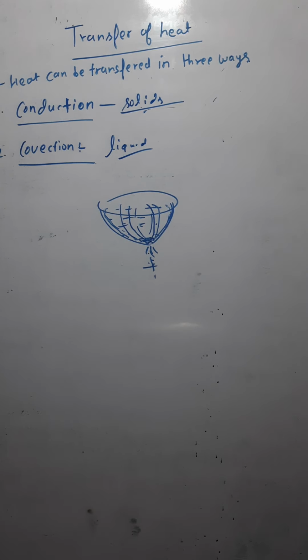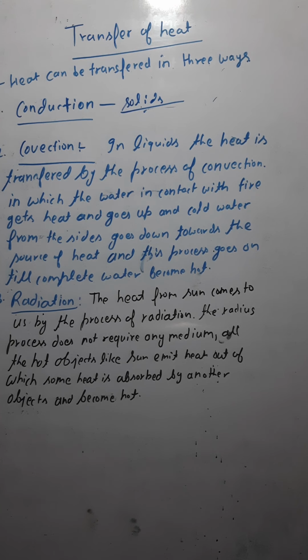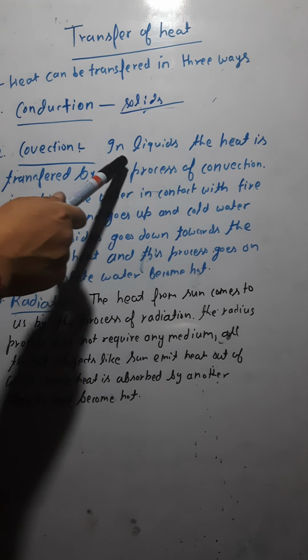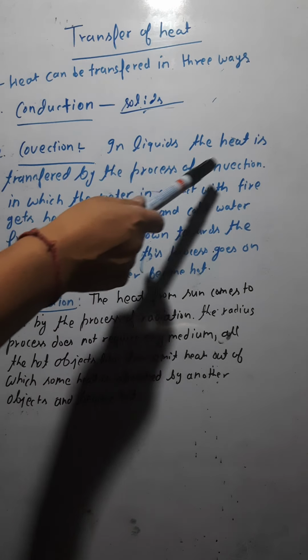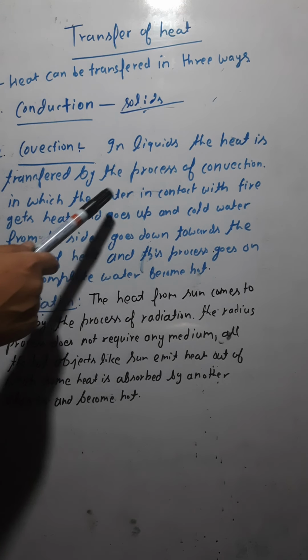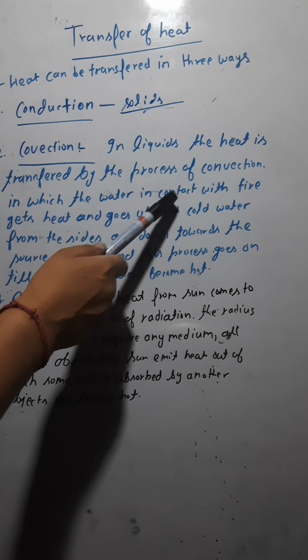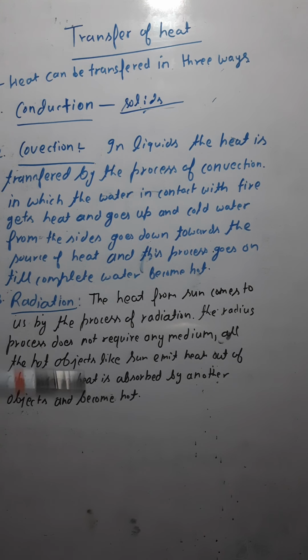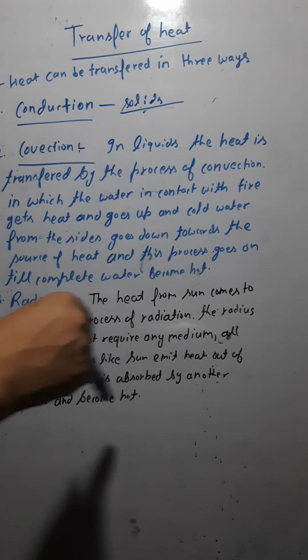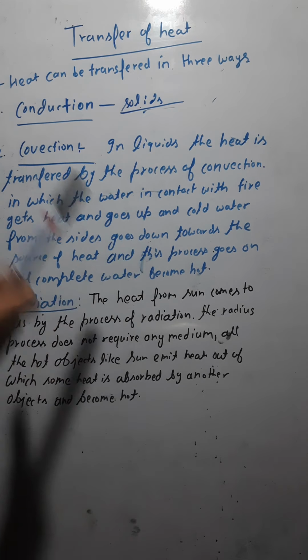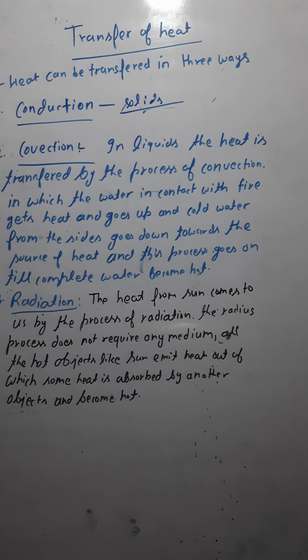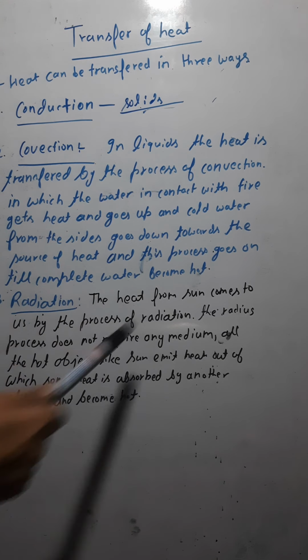Then after that we would discuss the third process of transferring of heat, the third mode. So this is convection. In liquids, the heat is transferred by the process of convection, in which the water in contact with the fire gets heated and goes up, and the cold water from the sides goes down towards the source of heat, and this process goes on, means it would continue till the complete water becomes hot.